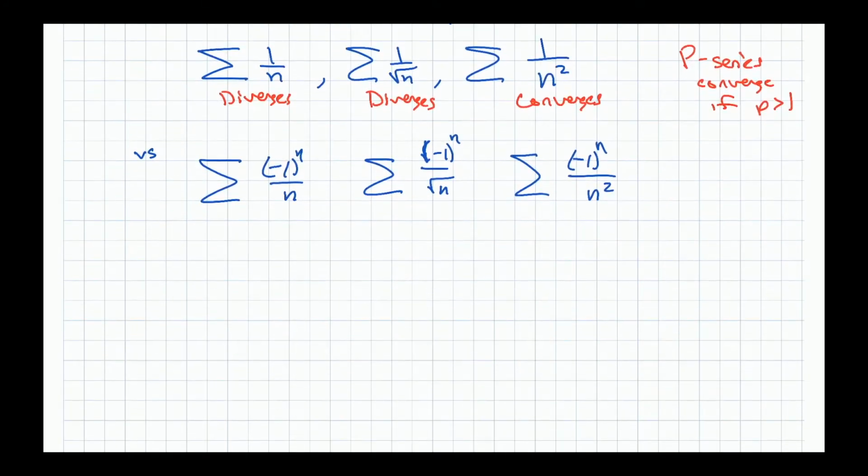But the second 3 series are all alternating series. For alternating series, remember, if they alternate sign and the terms go to 0 and are decreasing, which these all are, then it's going to be convergent. So alternating series where the terms go to 0 and are decreasing means converges.